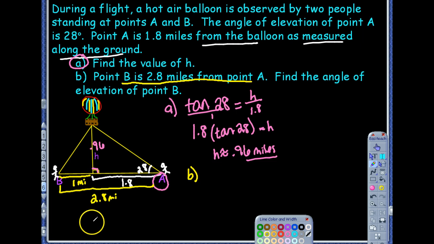Okay, it says find the angle of elevation of point B. So we're basically finding the angle that we're looking up at the balloon. So that's the angle we're finding right there. All right, so now here at point A, we were given the angle measure. Here we're finding the angle measure. So hopefully we're thinking of something that we learned.